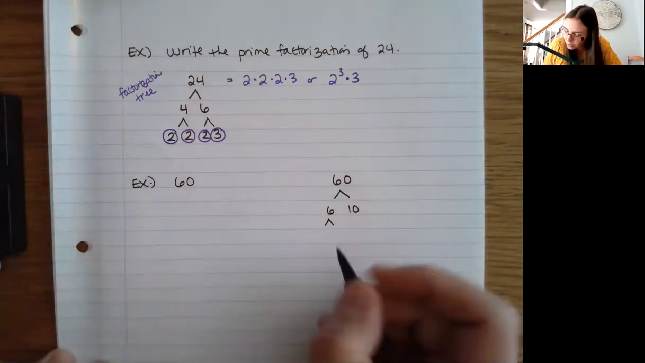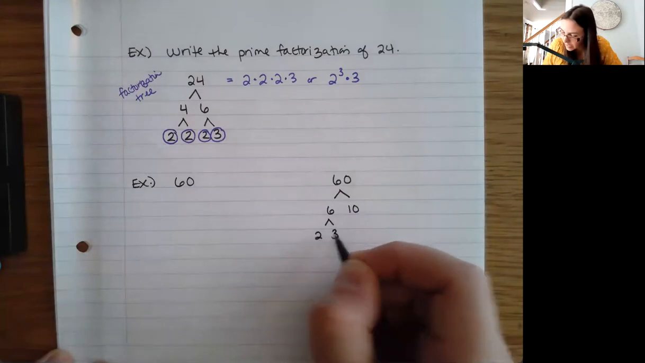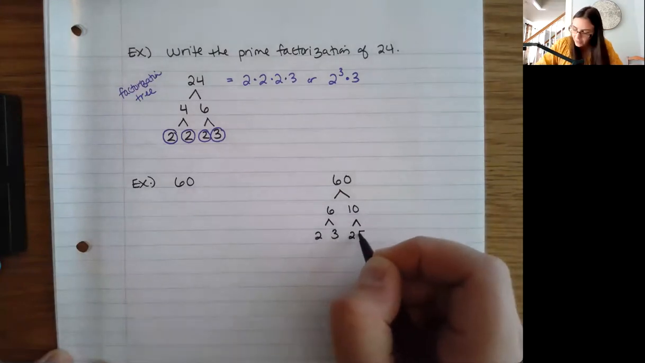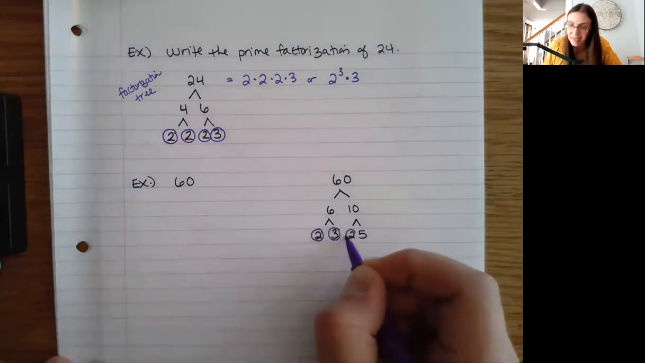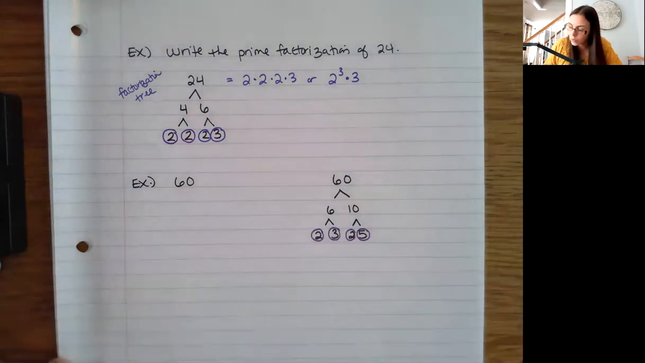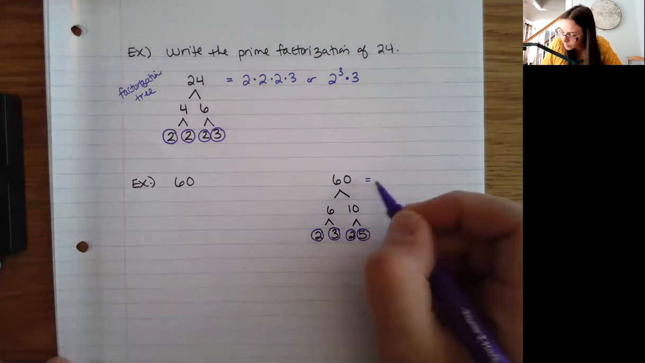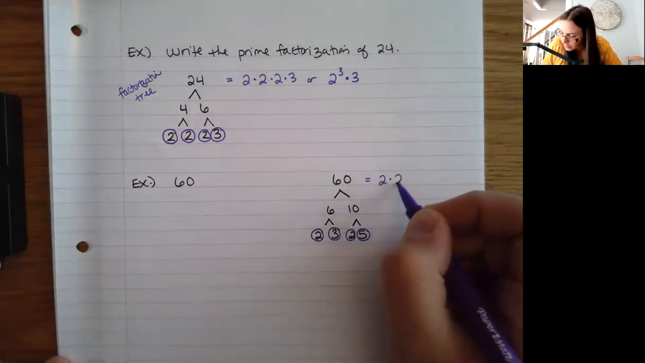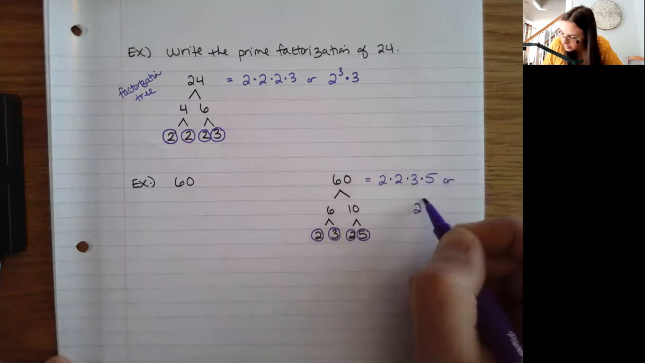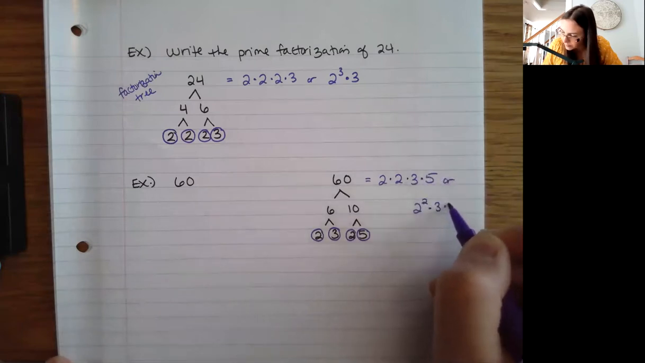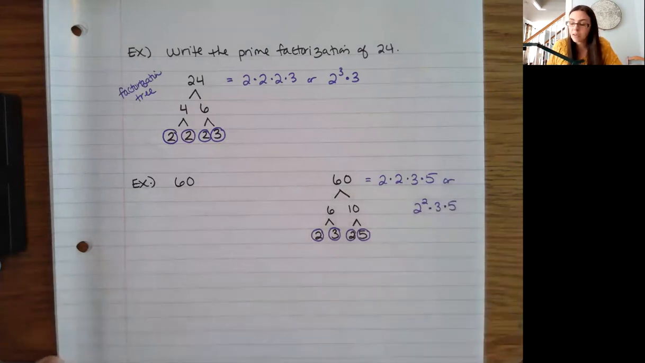Well, 6 is 2 times 3 and 10 is 2 times 5. And I'm going to notice that these are all prime, right? I cannot break these down any further into anything useful. So our answer here is 2 times 2 times 3 times 5, or 2 squared times 3 times 5. Now we do usually write the numbers in order, although technically you don't have to because multiplication is commutative, but we typically do.